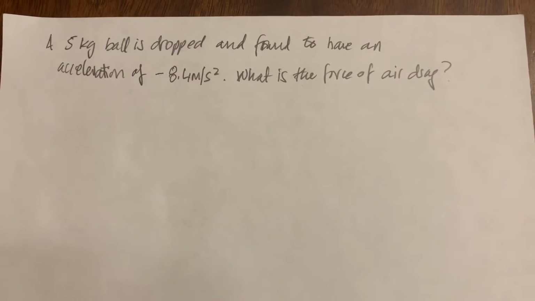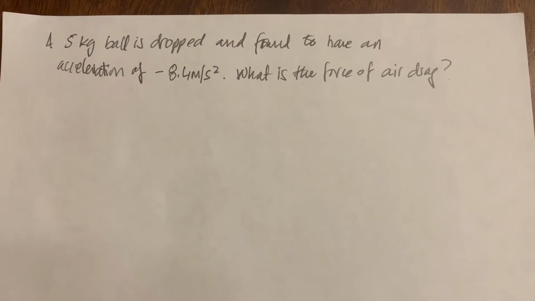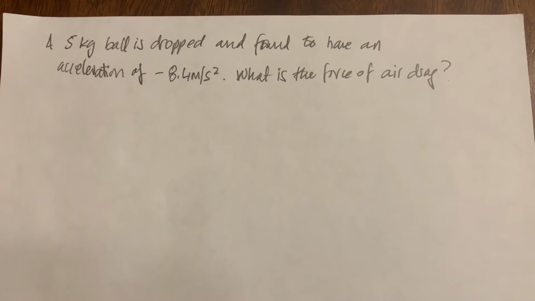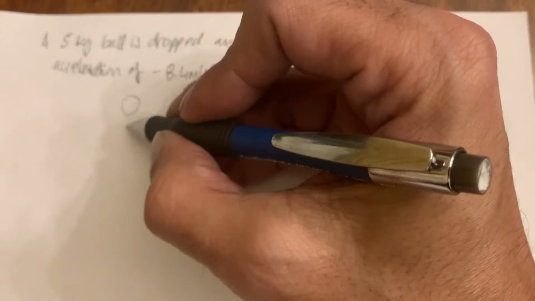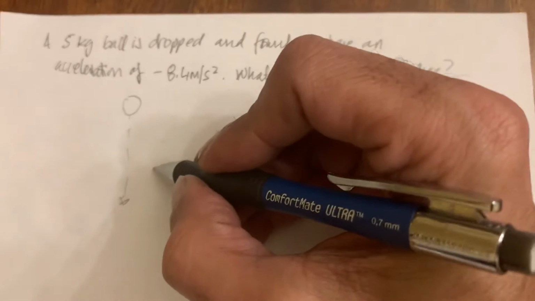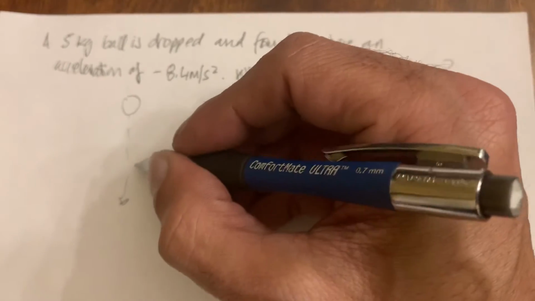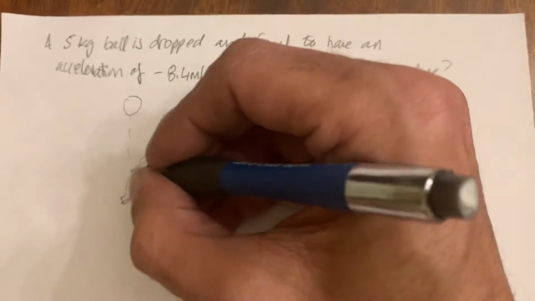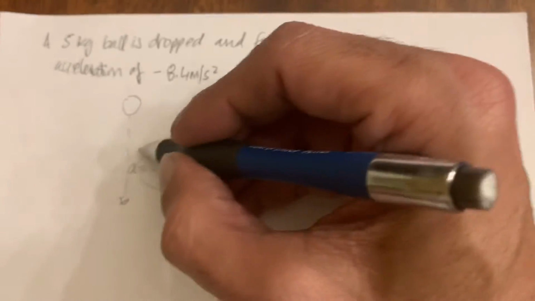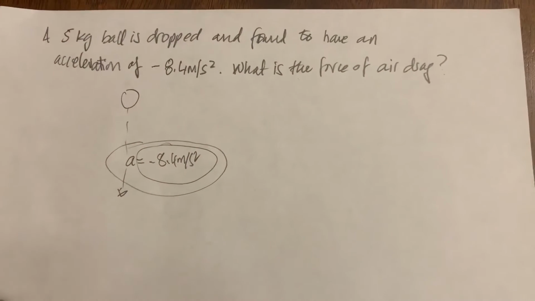So to continue with an example, you have a 5 kg ball that's being dropped, and we find that it has an acceleration of negative 8.4 meters per second squared. Meaning a ball was dropped, and we measured the acceleration, and it turned out to be negative 8.4 meters per second squared. Now, normally, it should be 9.8 on Earth, but we have some air resistance because of which the acceleration is not as high.